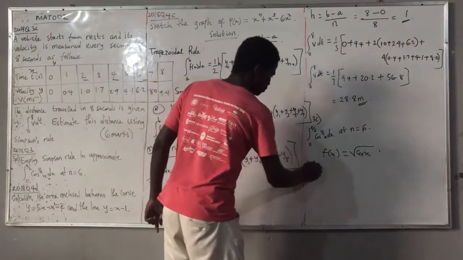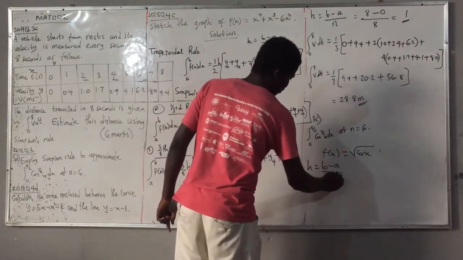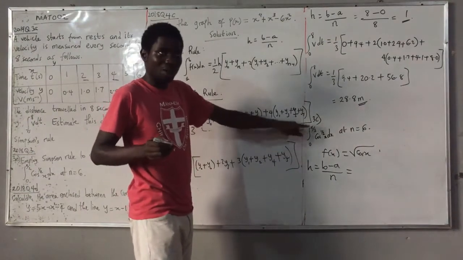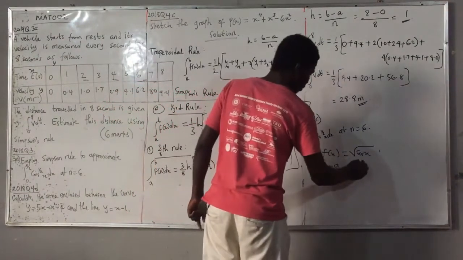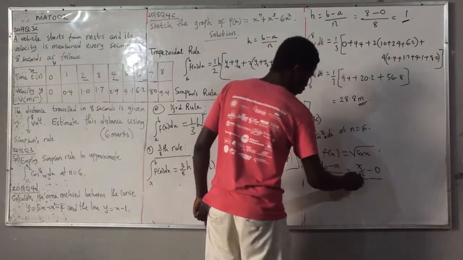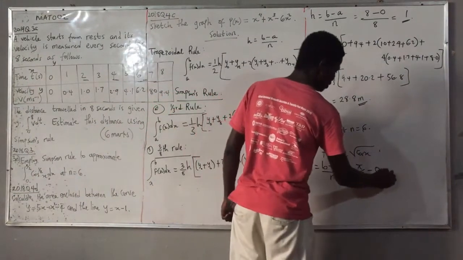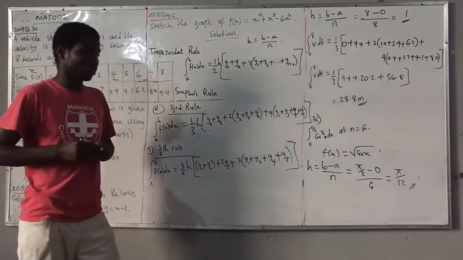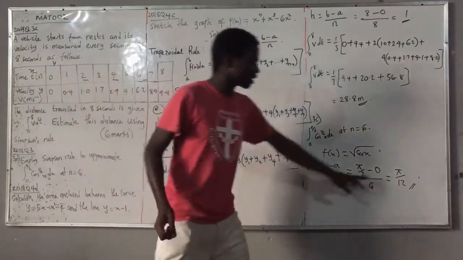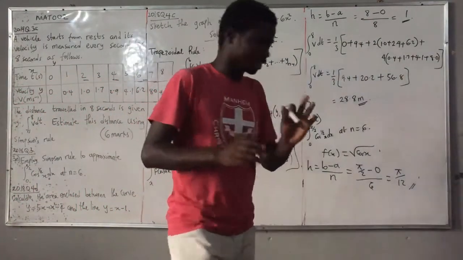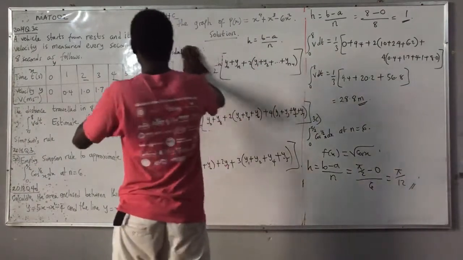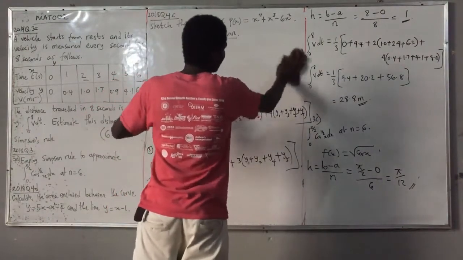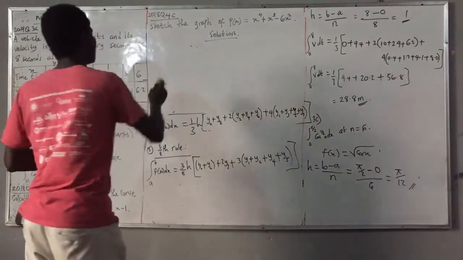Find your h. H is b minus a over n. That is pi over 2 minus 0. This is the lower bound. Lower bound is a, upper bound is b. So pi over 2 minus 0 over n. N is 6. So at the end of the day, this one will become pi over 12. That is what that one will become. Do you understand? So this will be the step. You will understand what I mean by step now. Don't worry. Look at the table I'm going to draw. So I'm done with this one. So this is the table.